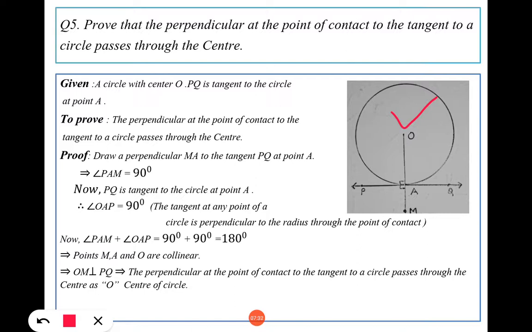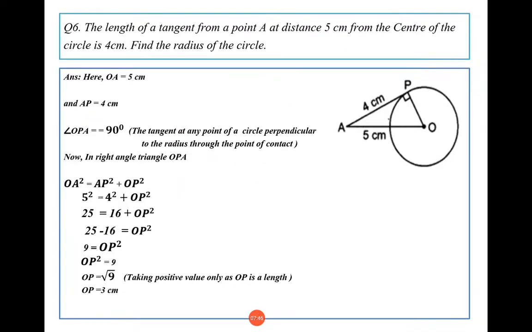The perpendicular at the point of contact to the tangent to a circle passes through the center as O is center of circle. So students, we have proved question number 5. Now let us take its question number 6.